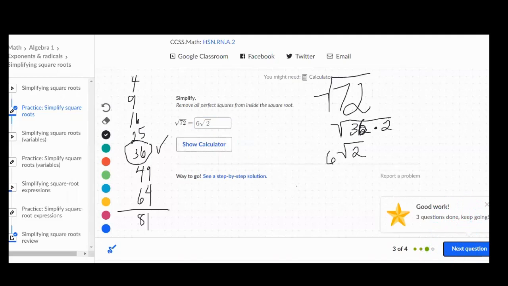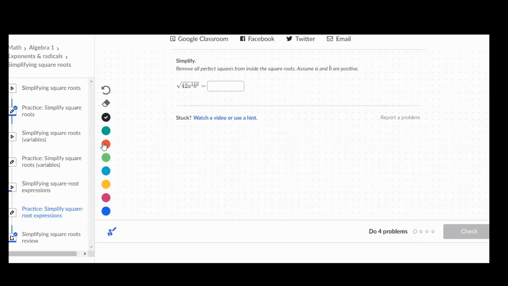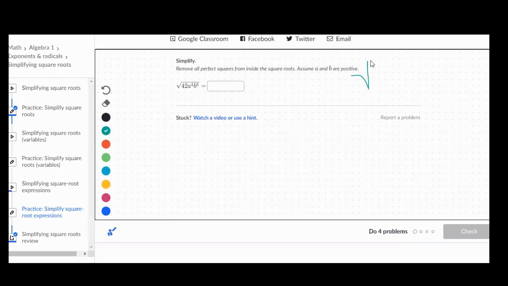Okay, great. Let's look at some where you have to use variables and expressions as well. In this example, we have 42, a to the 4th, b to the 6th that we're taking the square root of. And our scratch work is going to be very similar. We're still going to use our perfect square list. And we will figure out what we can rewrite 42 as. That's going to stay the same. So let's go ahead and do that. We know we need a 4, 9, 16, 25, 36, and then the next one is 49, which is too big. So we'll stop here.